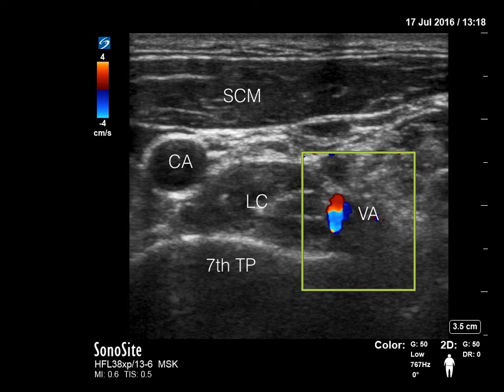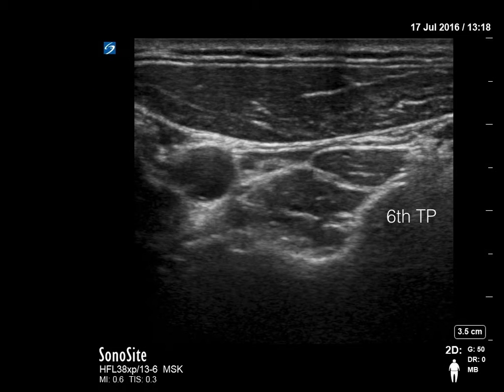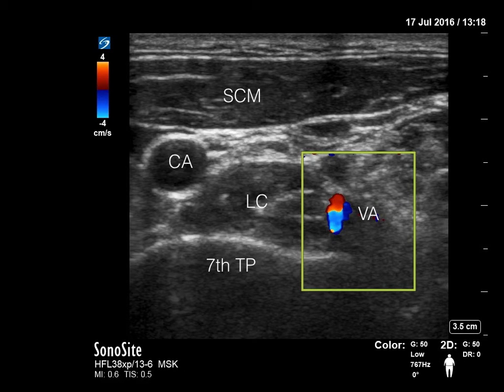The redness there with the Doppler is the vertebral artery and vein, the carotid artery, and most important is the longus colli muscle. And upstairs at the top of the picture, you are seeing the sternocleidomastoid muscle. So the C7 vertebra is flat. Again, this is C6, C7. So C7, what is labeled here, is completely flat.